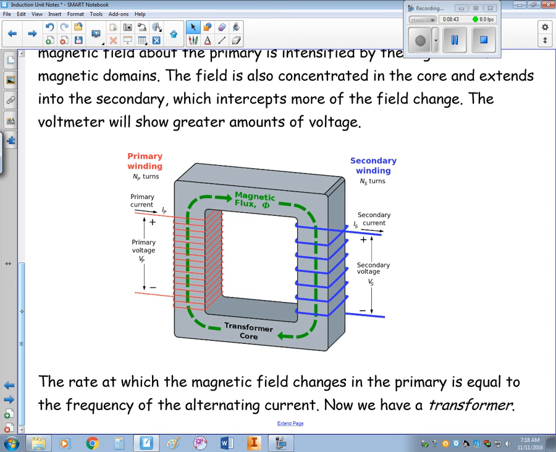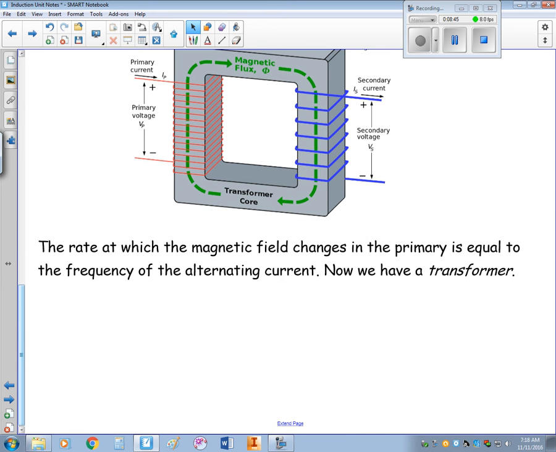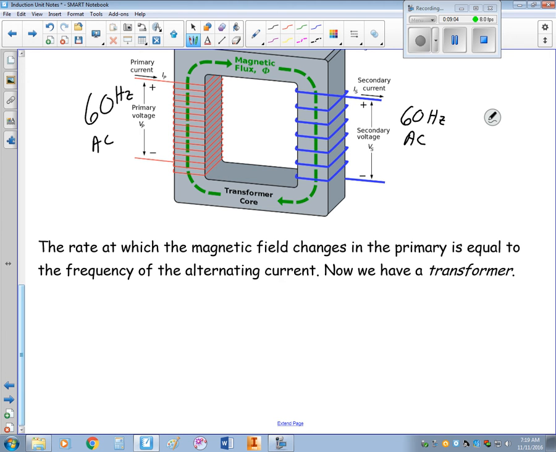The rate at which the magnetic field changes in the primary is equal to the frequency of the alternating current. So if I have 60 hertz of alternating current on the primary side, I will get 60 hertz of alternating current on the secondary side. And that's very important. We want to make sure that we have the same frequency of electricity.